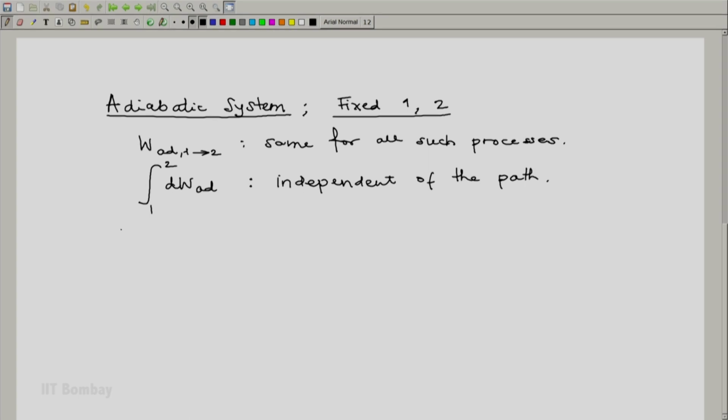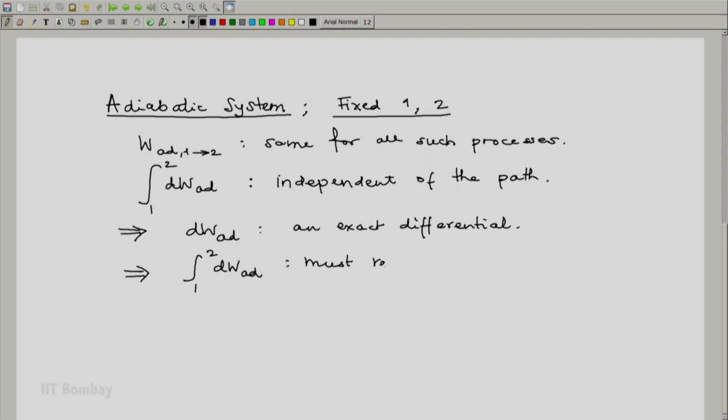This implies mathematically that dW_ad must be an exact differential, and we know that only properties can have exact differentials. So this implies that the integral of dW_ad from 1 to 2 must represent the change in some thermodynamic property. Thank you.